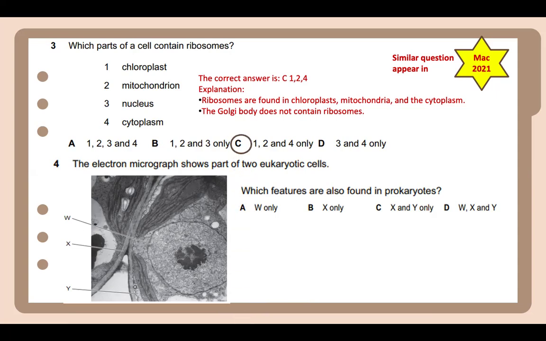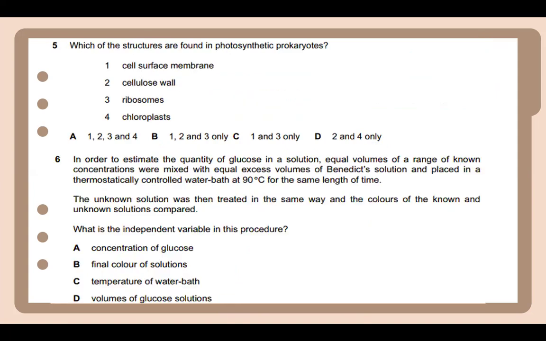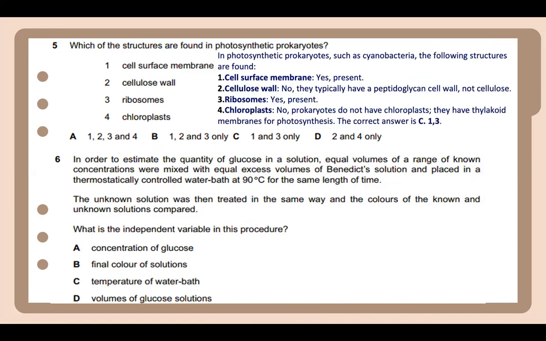The electron micrograph shows part of 2 eukaryotic cells. Which features are also found in prokaryotes? The answer is X and Y only. Which of the structures are found in photosynthetic prokaryotes? In photosynthetic prokaryotes such as cyanobacteria, the following structures are found.